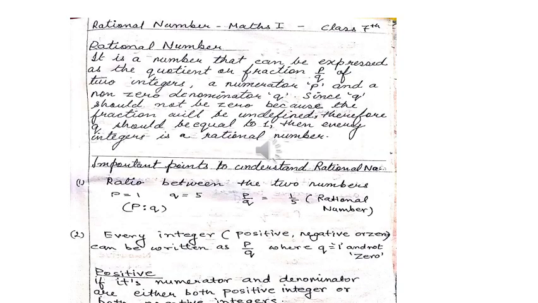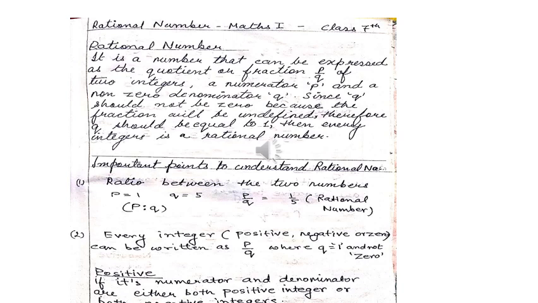A rational number is a number that can be expressed as the quotient or fraction p upon q of two integers, and those integers can be positive or negative. It has a numerator p and a non-zero denominator q, since q should not be zero because the fraction would be undefined. Therefore, q should be greater than 0. If it fulfills this, then every integer is a rational number.